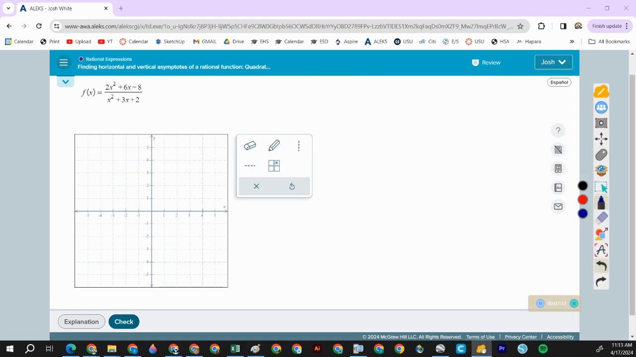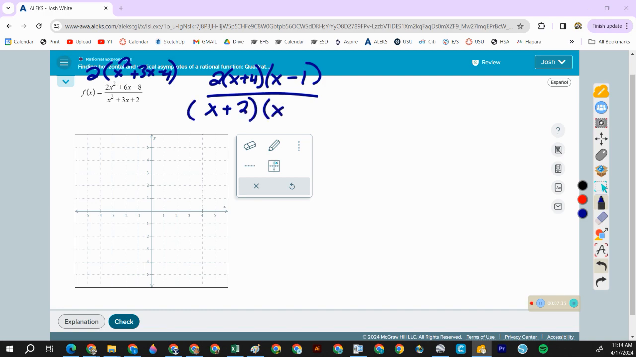Okay, so we're going to do a whole bunch of these. So I'm going to pull out a 2, and I get x squared plus 3x minus 4. Factor everything. 2 times x plus 4 and x minus 1 over x plus 2 and x plus 1. Did I do that right? Nothing canceled. Take out a 2.